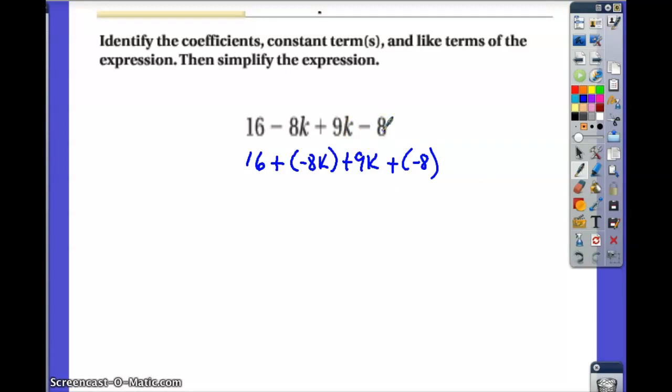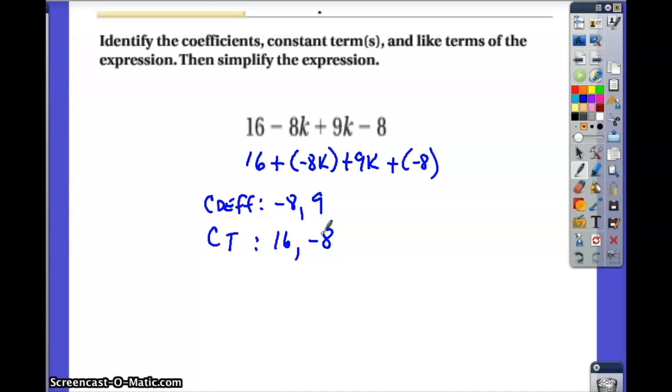So now we can identify the parts of this. First, we're going to identify the coefficients. The coefficients, again, are the numbers that are attached to the variable. Here you have a negative 8, and here you have a 9. So those are your coefficients. Then your constant terms, again, are the numbers by themselves. You have a 16 and a negative 8.